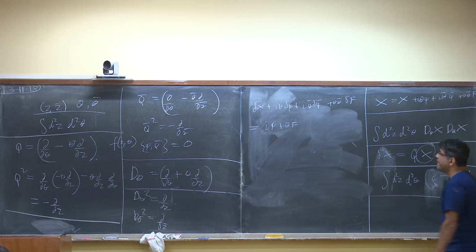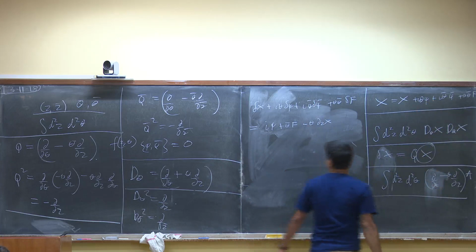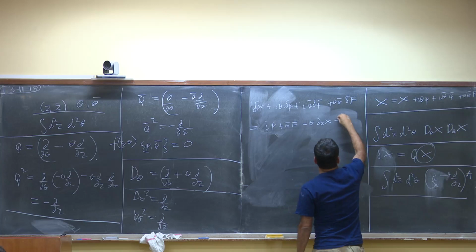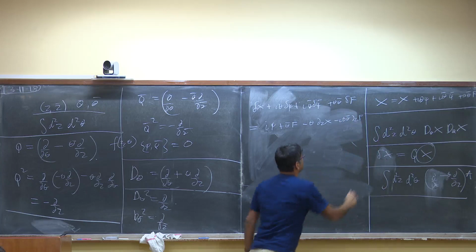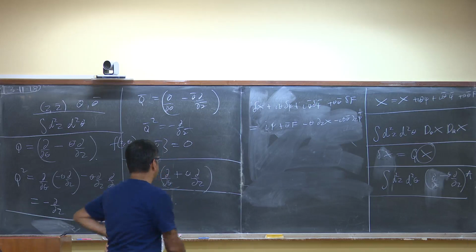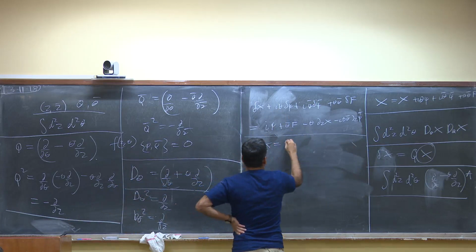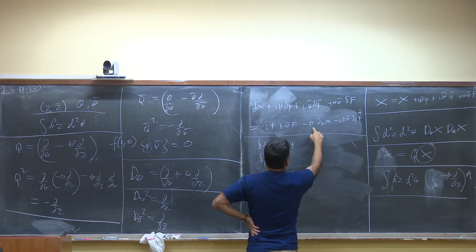Then we've also got minus theta times d by dz. This term and this term will not contribute because theta will square to zero. But here we will get minus theta del z x, and here we will get minus i theta theta bar del z F, del z psi bar. Now comparing these two terms, we see that delta x is equal to i psi, delta psi is equal to i del z x.